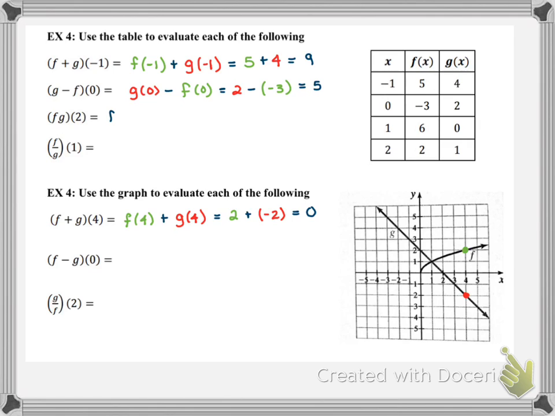I got 2 times 1 is 2. 2 times 1 is 2. Good. Jesse, what about f divided by g of 1? 0. Good. Oh, wait, no, wrong one. Yeah, undefined. Undefined, right? So we get 6 over 0, which is undefined.